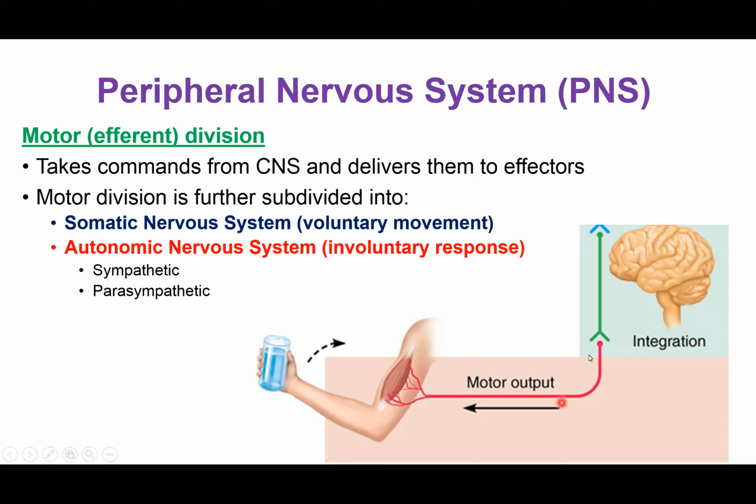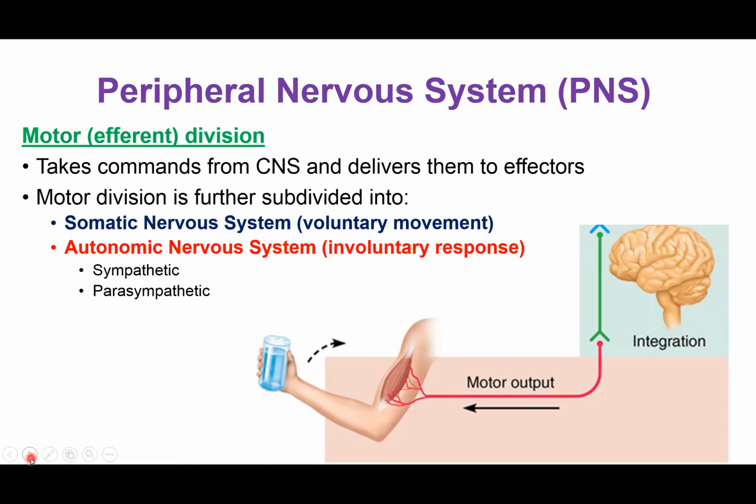The motor division, so this motor output, is actually going to further subdivide into either the somatic nervous system, which is the motor division that controls our voluntary movement, like lifting a glass of water to take a drink. That's voluntary. But then it also subdivides into this autonomic nervous system. And when you see the word auto, you think like automatic. It happens whether we want it to or not. This is our involuntary response. And this autonomic nervous system then has two divisions, the sympathetic and parasympathetic division.